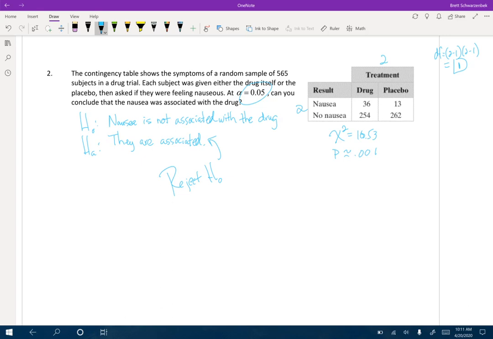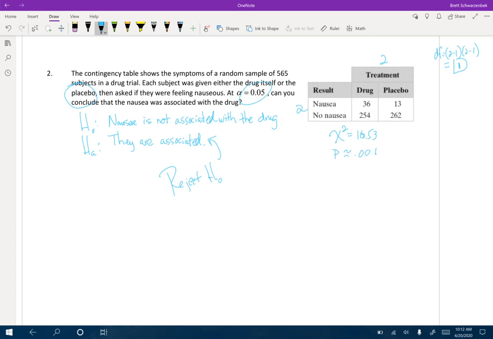An interesting side product of this, before we get to the assumptions, is that this was an experiment. They used the placebo. We could learn more about this, but this was clearly an experiment. So this is the type of scenario where we might be able to determine causation and more than an association, but this is the test that you would run to determine that. Because it's experimental, we might be able to go beyond association and actually say that the drug does cause nausea as a side effect.